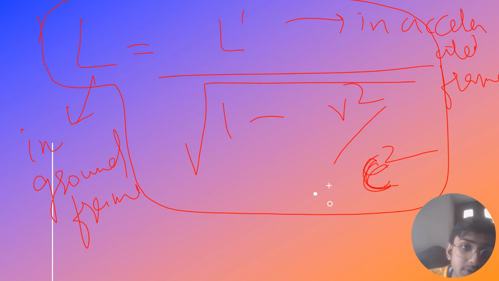So this is the concept of length contraction, that it happens in the moving frame. It seems that particularly the distance has contracted, length has contracted, but that's just a way of looking at the implications of relativity. Okay.